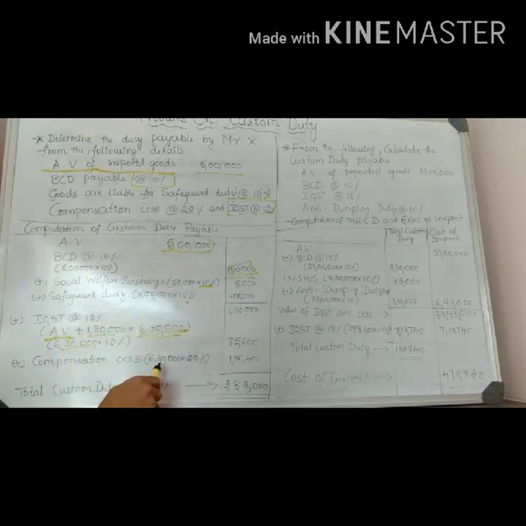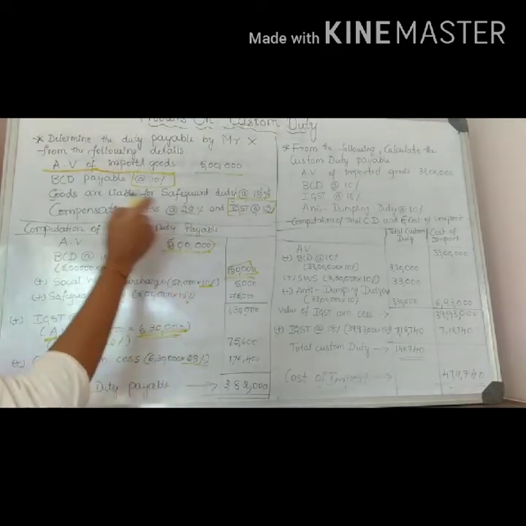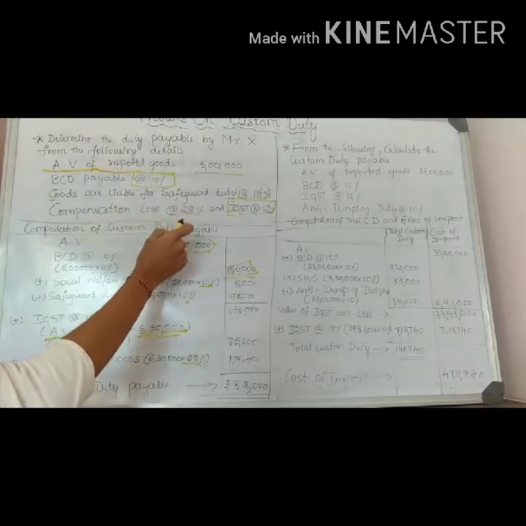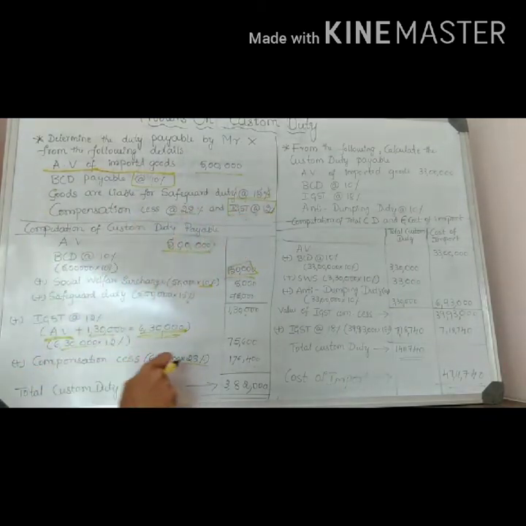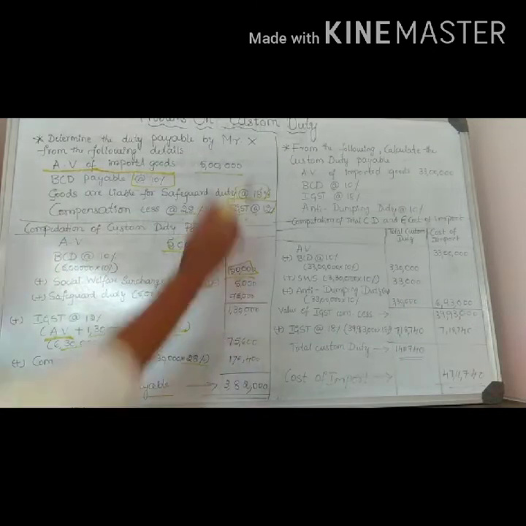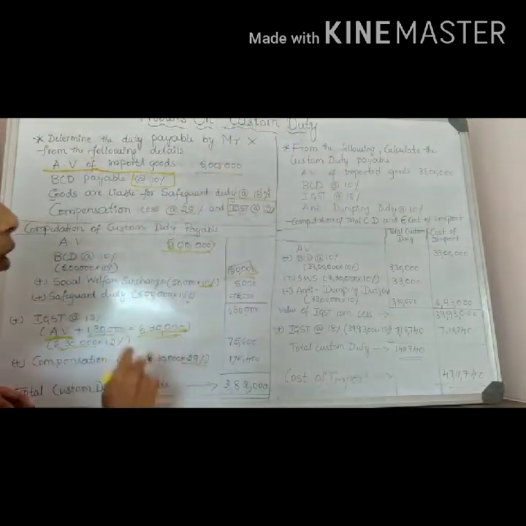Next add compensation cess on 6,30,000. So 6,30,000 into 28% compensation cess, which is 1,76,400. So total customs duty payable is 3,82,000.